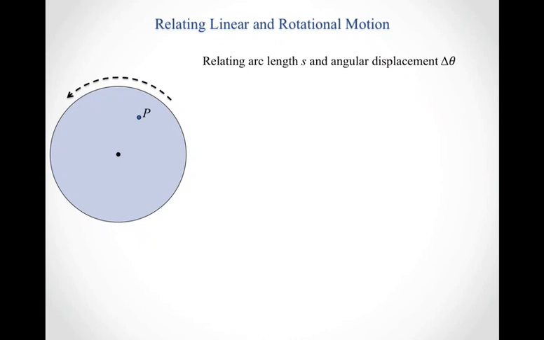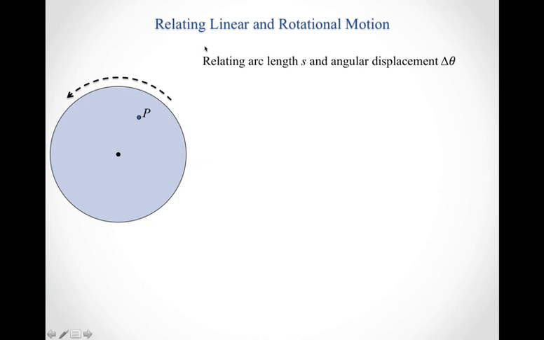So now we have a set of variables that we can use to describe linear or translational motion, and we have a set of variables that we can use to describe rotational motion. But if we have a system like this, some extended object as it spins, and we want to think about some point P on this wheel as it rotates around, there's a way to relate the translational motion of point P to the rotational motion of the wheel. And that's what we want to talk about in this video.